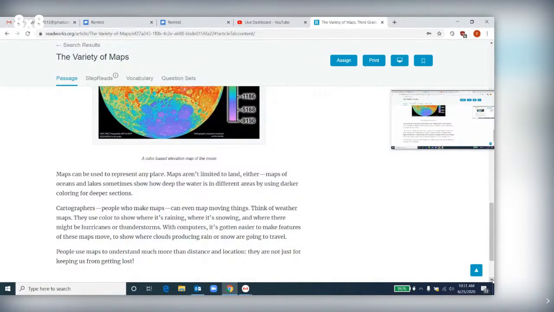Maps can be used to represent any place. Maps aren't limited to land either. Maps of oceans and lakes sometimes show how deep the water is in different areas by using darker colors for deeper sections. Cartographers, people who make maps, even map things that are moving.